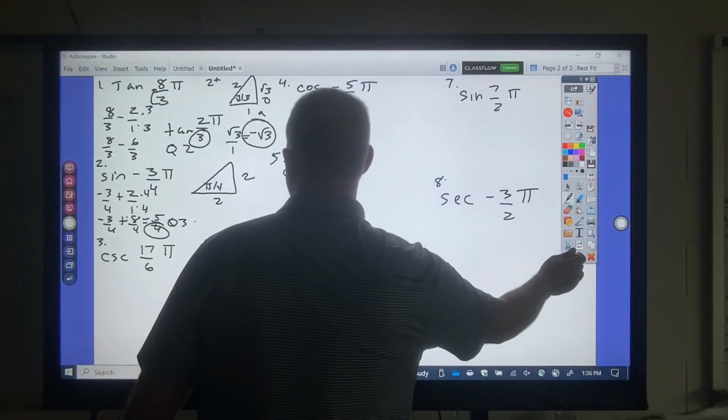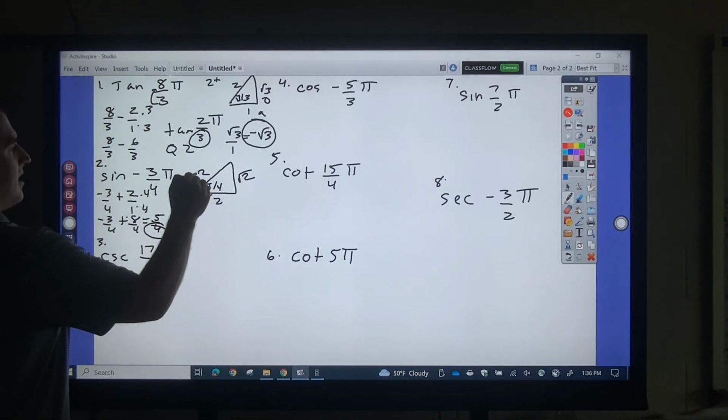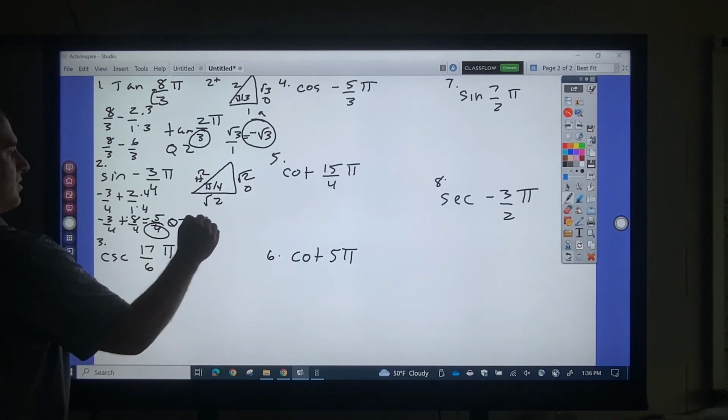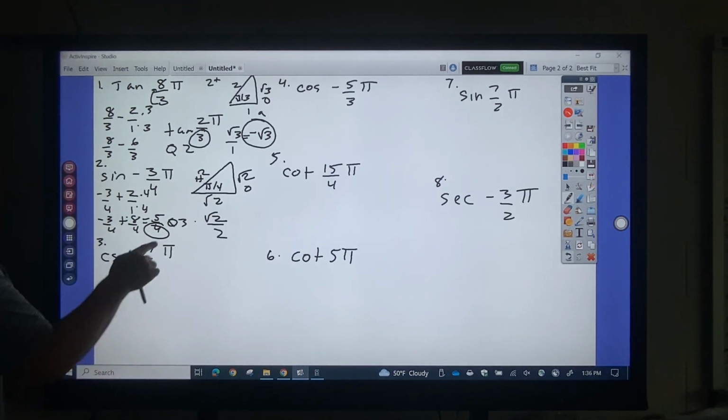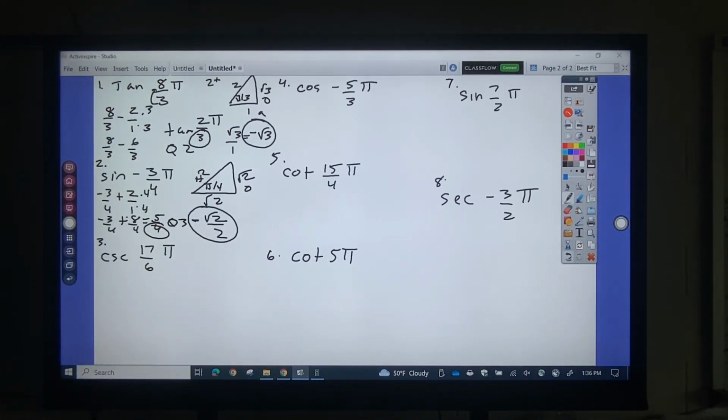Since I'm dealing with sine, that's h and o, so O over h, square root of 2 over 2. Since I'm in quad 3, the only things positive there are tan and cotan. How many times does 16 go into 17? At least 2, so I got to subtract.